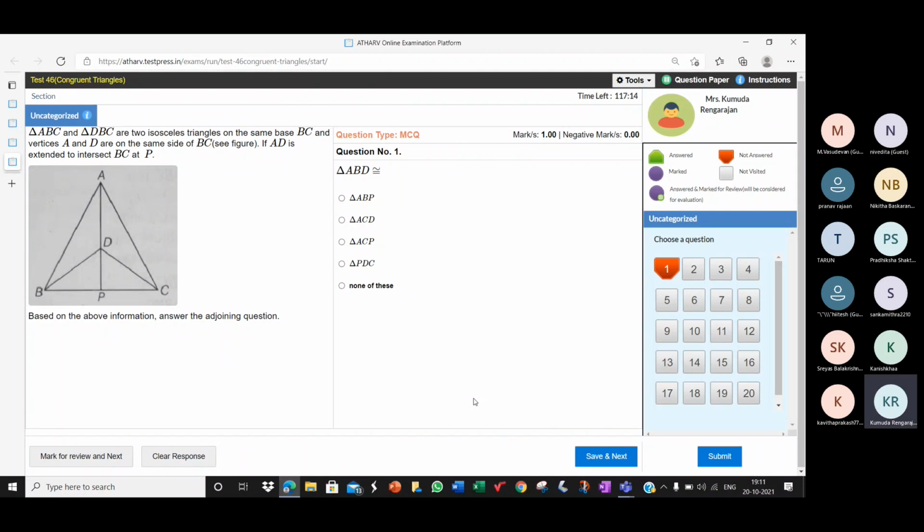Since the base of both the triangles is BC, both are isosceles triangles, and both of them stand on the same base BC. So since the base is BC, the remaining two sides are the equal sides. In an isosceles triangle, the term base refers to that third side which is not any one of the two equal sides. So since BC is the base, AB and AC are the equal sides. And similarly, in the other triangle DBC, DB and DC are the equal sides.